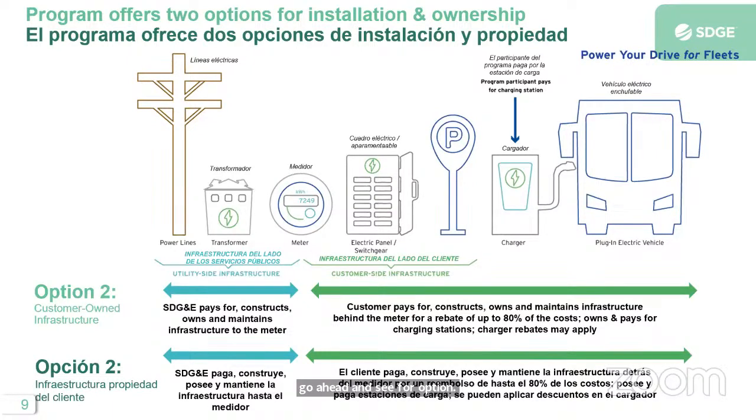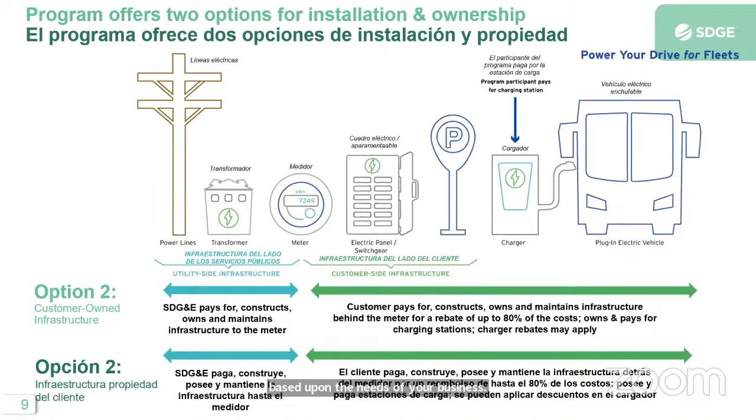So option 2 is going to look slightly different. This one is referred to as our low cost option. Very similar to option 1, as you see here from the power line to the meter, everything that's highlighted in teal, SDG&E pays for, constructs, owns, and maintains. Very similar to option 1, we'd have our design team assemble and create design plans for the utility side infrastructure based upon the needs of your business. So everything that's highlighted in green, this one works a little bit different.